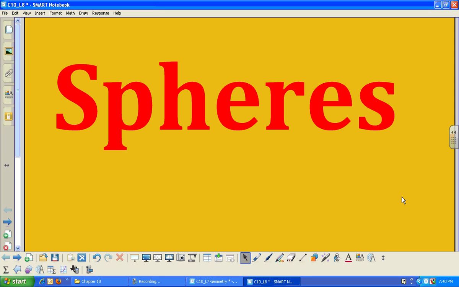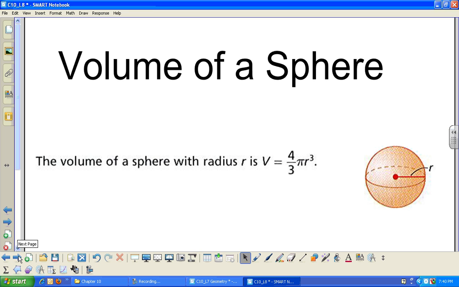Spheres. When we're talking about spheres, you're just going to have to make sure to not lose your note packet, because this is where you just have to remember the formula. When I'm talking about the volume of a sphere, this is when your radius is r. Volume of the sphere is 4/3 times pi times radius cubed.